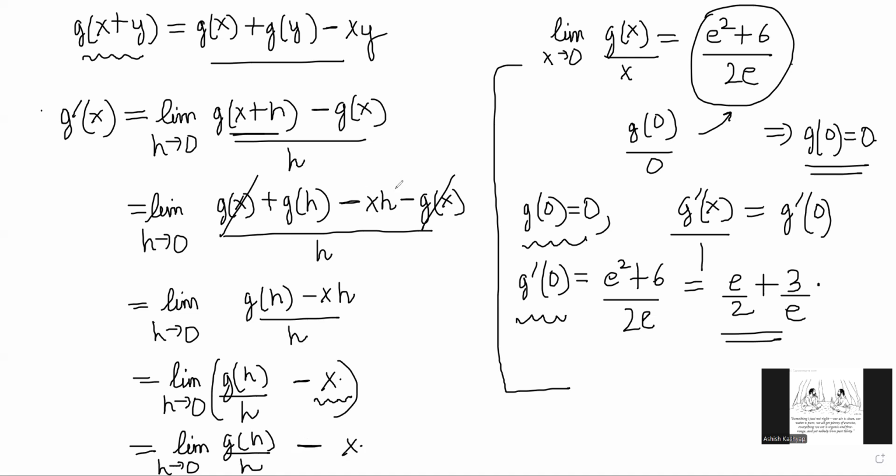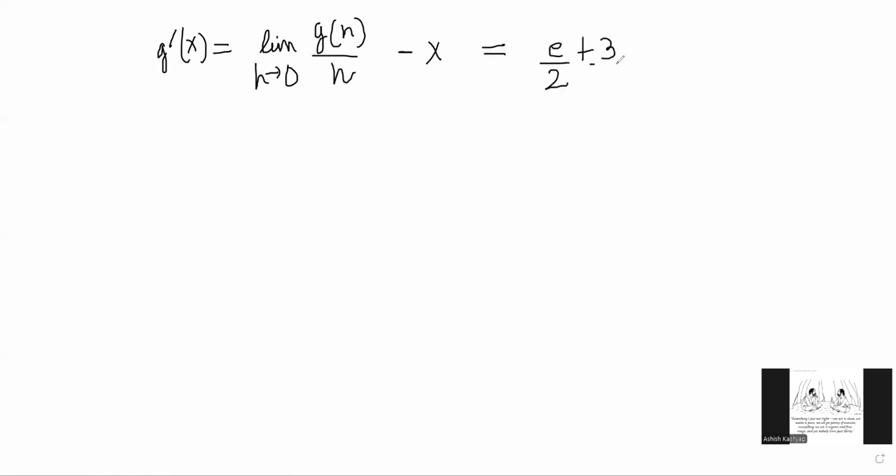And by the way, we already knew this limit. The question already gave us g of x by x as x tends to 0, right? So we automatically know this value of this limit. So what we are getting is a direct differential equation. g dash x is equal to this minus x, right? So we get g dash x is equal to limit of h tends to 0, g of h by h minus x, which is equal to e by 2 plus 3 by e minus x, right? So we have g dash x is equal to e by 2 plus 3 by e minus x.